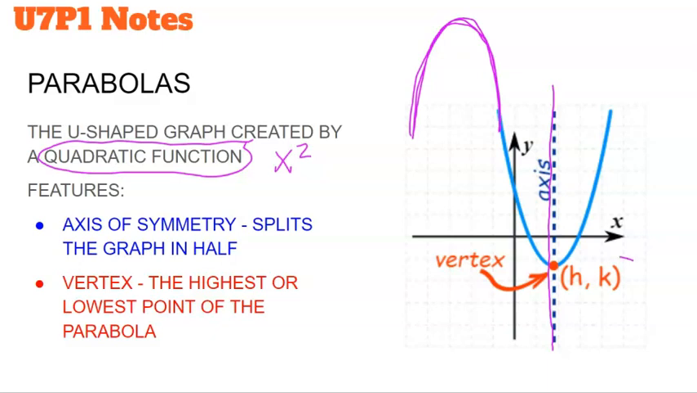And then on that line is what we call the vertex, and that is the highest or lowest point of the parabola. So here in this opening up graph, it's the lowest point. But if we had a graph that was shaped like this upside down U, the vertex would be at the top, so then it would be the highest point.